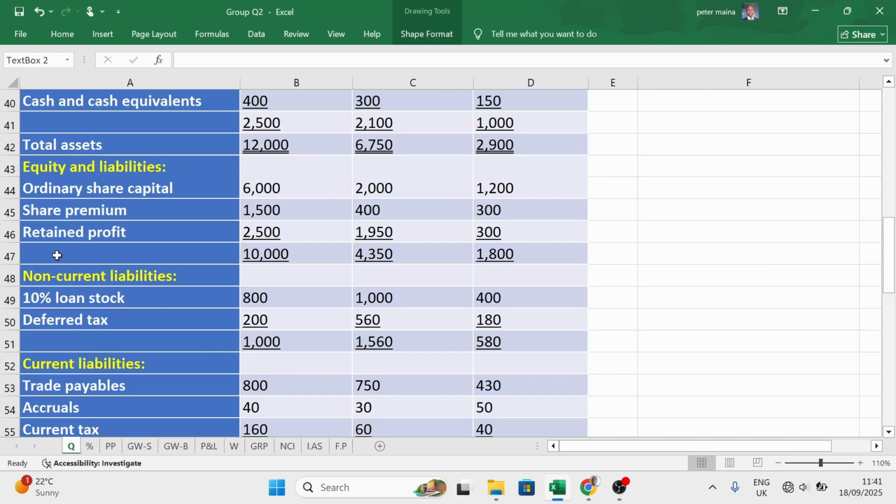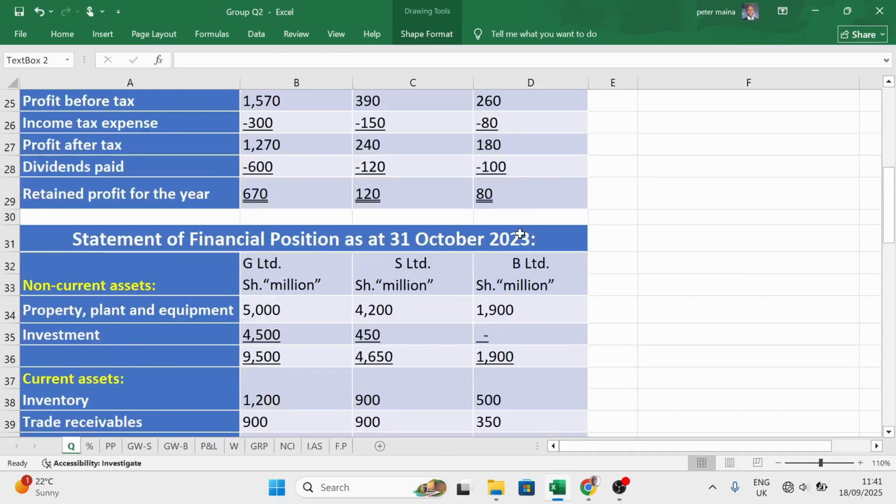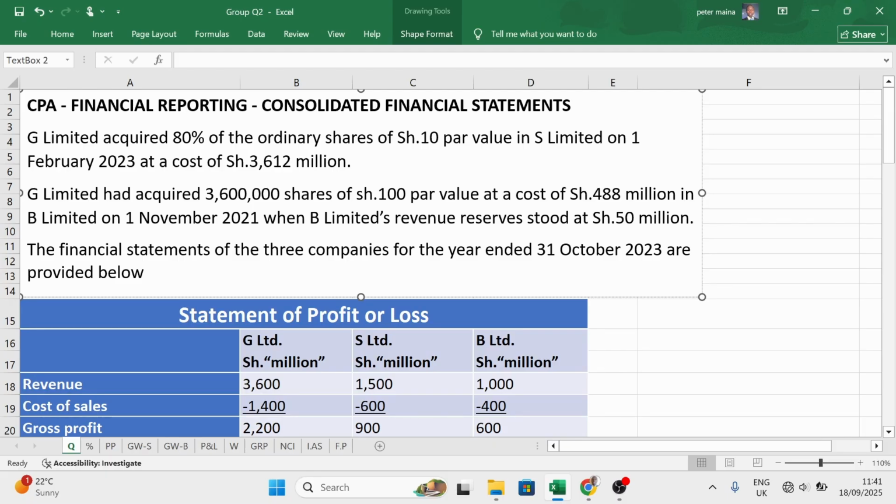In the question, you are given retained profit 300. This 300 includes the post and the pre-acquisition profit. However, in this question, you are already given the pre-acquisition profit, so you don't need to do any calculations. You are told on 1st November 2021, B Limited's revenue reserves stood at 50 million. So this is the revenue reserves, the retained earnings B Limited had as at the date of acquisition.